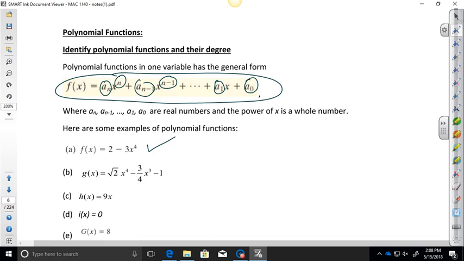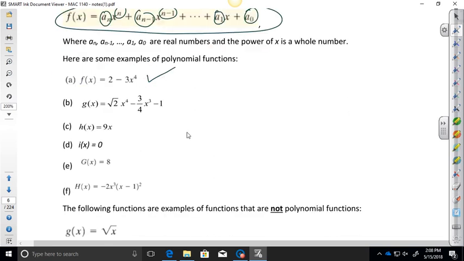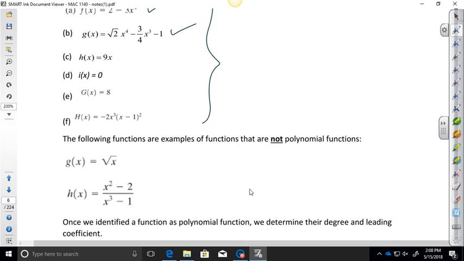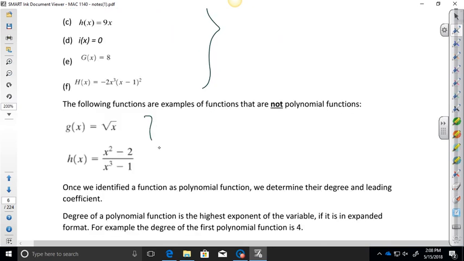This is obviously a polynomial function. This is a polynomial function. Actually, these are all polynomial functions, but these ones are not polynomial functions. Square root of x, x squared minus 2 divided by x to the third minus 1, or if I write cube root of x, or I write y equals absolute value of x, these are not polynomial functions.